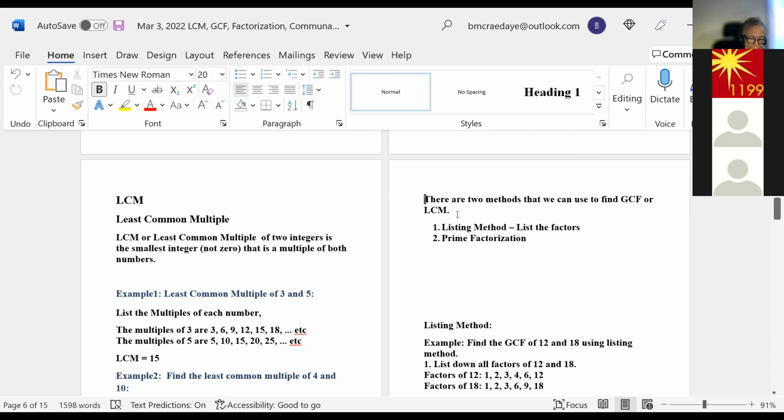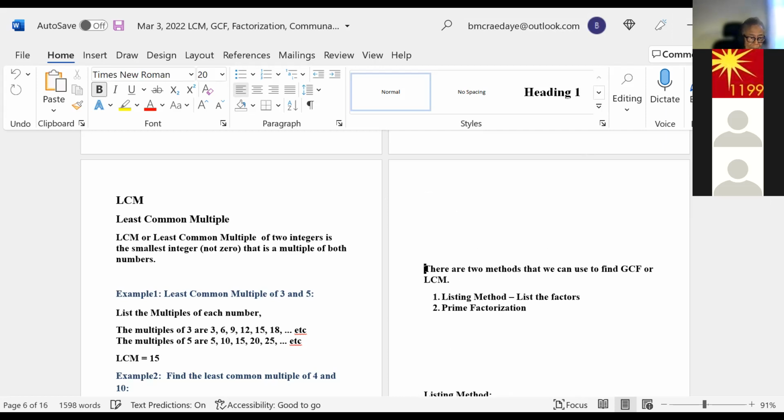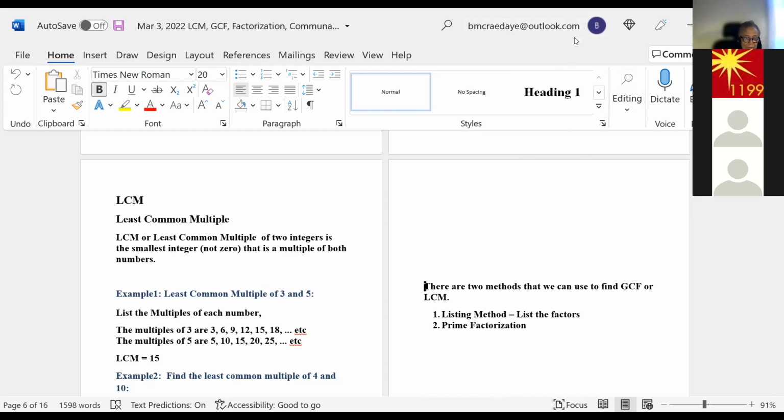Okay, let me do this. Now let me just put here the multiples of 4. What are the multiples of 4? No, you're multiplying 1, 2, 3, 4, 5 by the 4. So what's the first multiple? What's 4 times 1? 4. Yeah. 4 times 2?